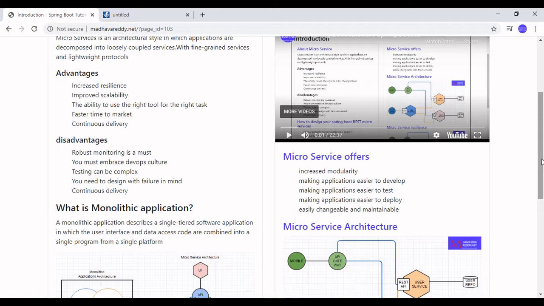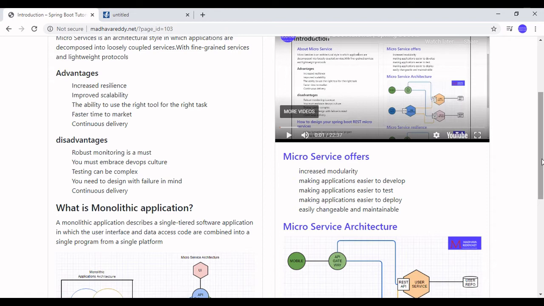That means we are deploying each and every small service into production. When you deploy as a single unit, all loggers will be in a single place. When you are splitting and deploying into production, you have to see different loggers for each and every business logic, each and every microservice. And you must embrace DevOps culture.